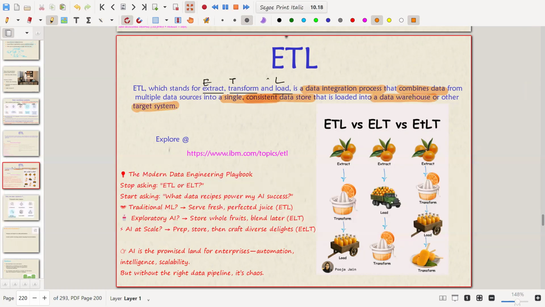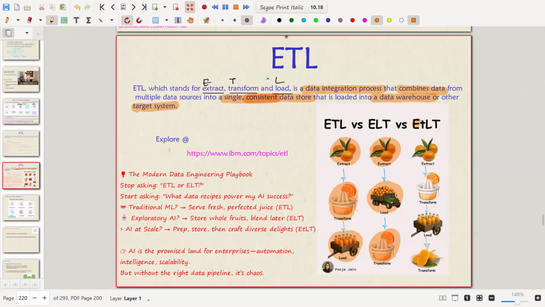So you can see this is the ETL. The first one is ETL. Take the orange, transform the orange in the grinder. After that the juice is there, so you load it into the truck and deliver it. Extract, transform, and load: ETL. Whereas ELT is where you extract the oranges and load the oranges. After loading, then you process it for juice. That is ELT.